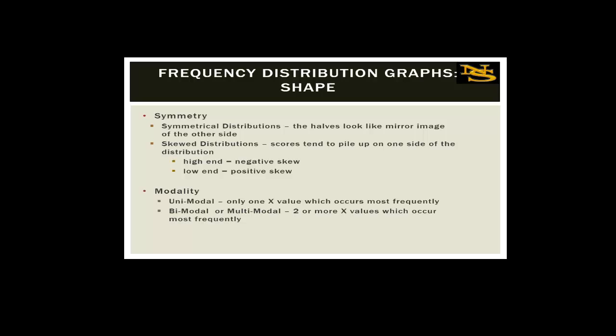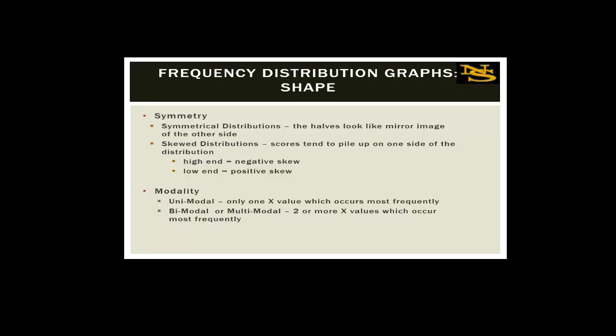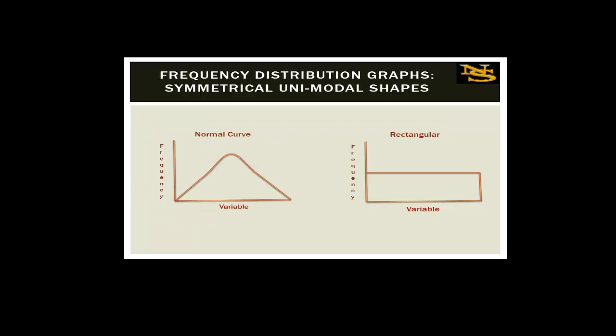If the scores tend to pile up on the high end or the right side of the distribution, so remember, higher scores are to the right, lower scores are to the left, then you have a negatively skewed distribution. If the scores tend to pile up on the low end or on the left side of the distribution, you have what's called a positively skewed distribution.